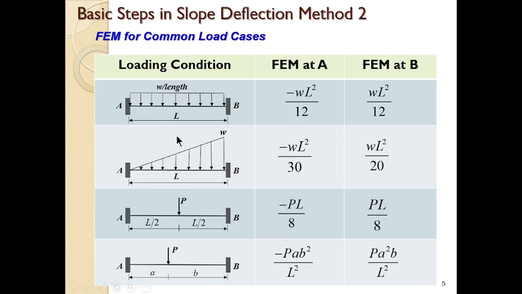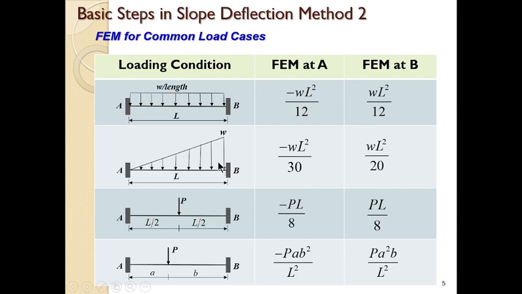We did this in moment distribution. They are the fixed end moments for common load cases. If you have a UDL acting across the span AB, the fixed end moment at the left support, which is support A, is minus WL squared over 12. At the right support, it is WL squared over 12. Then if you have a uniformly varying load, at support A it is minus WL squared over 30, and at support B it is WL squared over 20.